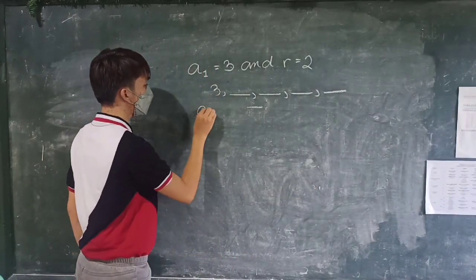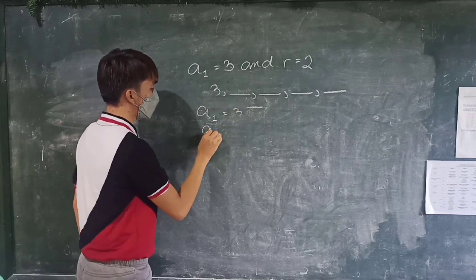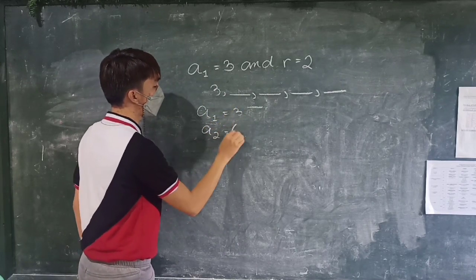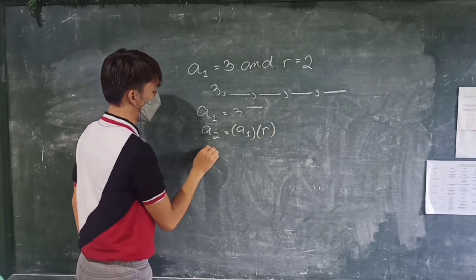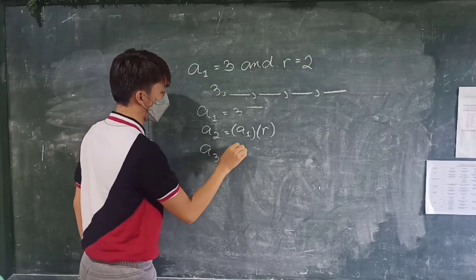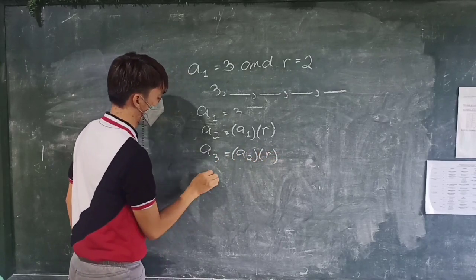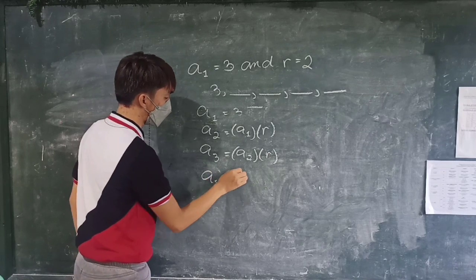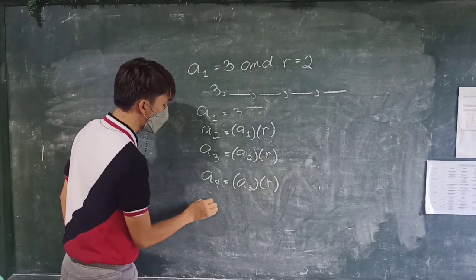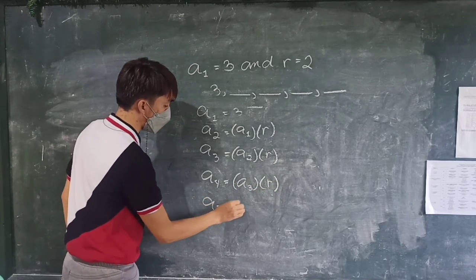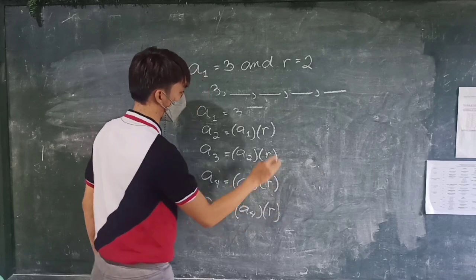So, for the first term, we have 3. Now, to look for the second term, we are going to multiply the first term by the common ratio. For the third term, we are going to multiply the second term by the common ratio. For the fourth term, we are going to multiply the third term by the common ratio. And for the fifth term, we are going to multiply the fourth term by the common ratio.